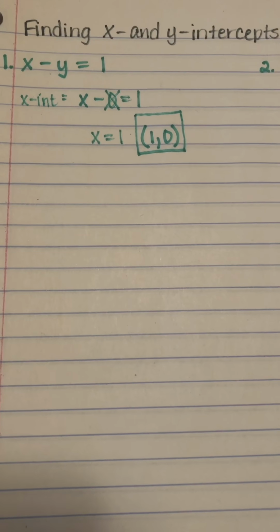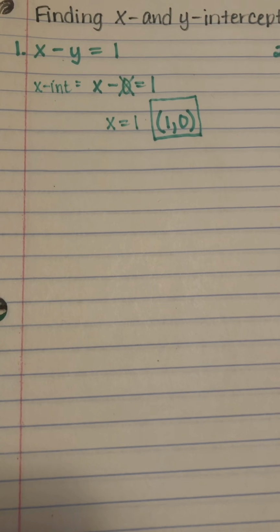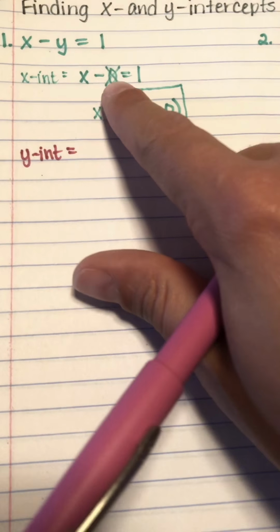Now I'm going to do the same exact thing for the y-intercept, but this time, instead of y being the 0, I'm going to make this x 0.